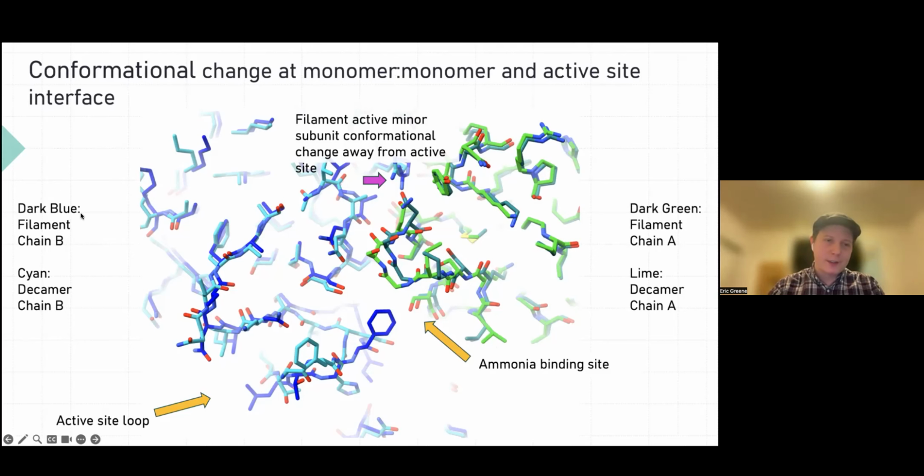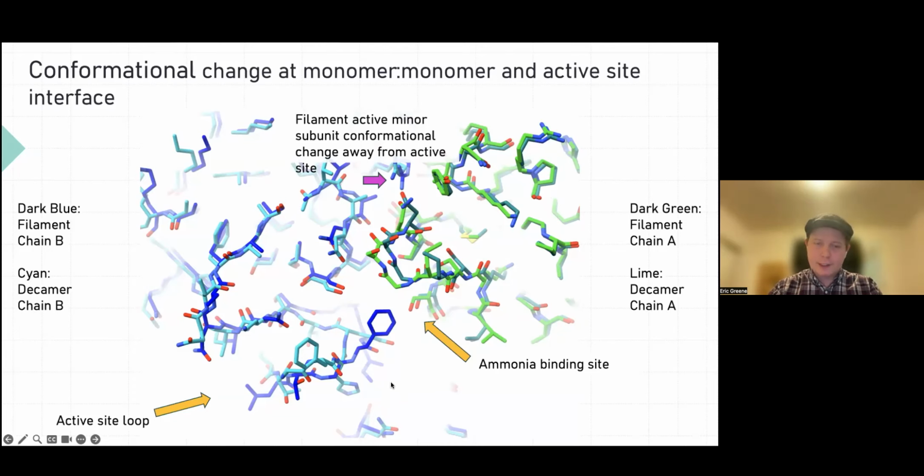So first, dark blue and dark green are going to be our filament ground state, chain A and chain B. In cyan is going to be the decamer chain B, and in lime is going to be the decamer chain A. Aligning the model on chain A here, we can see that there's high alignment on this side. We can see that between the decamer and the filament, there's a conformational change right at the interface between these two monomers. So right behind these polypeptides is the active site.